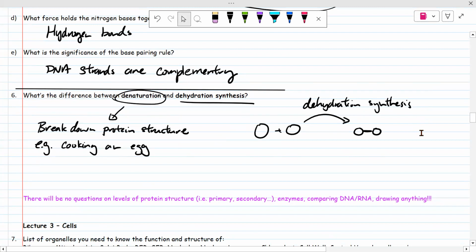So no questions on the four levels, the primary, secondary, tertiary. You don't have to know that. You don't have to know how an enzyme works, but you should know an enzyme is a protein. I'm not going to ask you to compare DNA and RNA, I already asked you that on the quiz. You don't have to draw anything for this unit, for this lecture. Any questions about number 2?